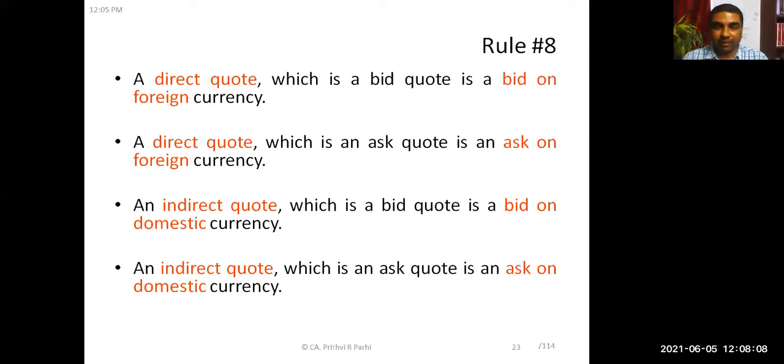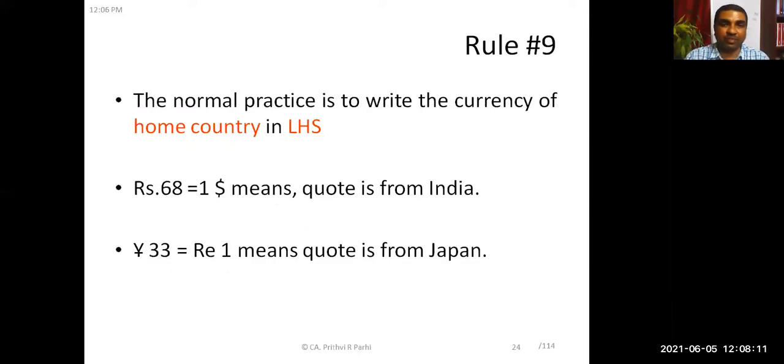Are you getting me? Well, friends, now let us move to the next rule, rule 9. It's the normal practice to write the home currency on the left hand side. Suppose I am writing, as an example only, rupees 75 is equal to $1. If I write like this, it gives an indication that I am from India, because on the left side I will normally write my currency. If I say yen 33 is equal to rupee 1, that means this quote is from Japan.